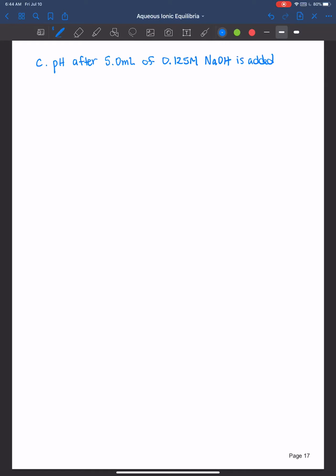So once again, when you add anything to your beaker, so we're adding 5 mLs of base, we need to do a BAA table. We need to see what happens after that base is reacting with our acetic acid. So let's go ahead and write down the reaction again. We have acetic acid plus the base, the hydroxide. That pulls off a proton, creates the conjugate base of acetic acid, which is acetate, and the conjugate acid of hydroxide is water.